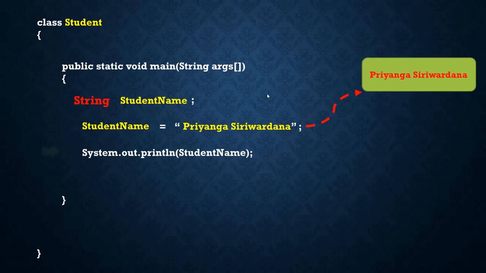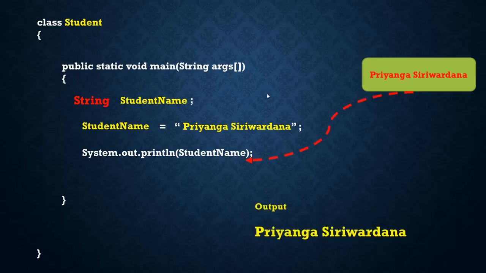And system.out.println student name. So what is student name? We are accessing the value in the memory location and it will produce the output as Priyanga Srivardhana. Now that is simple: one variable stores one value.